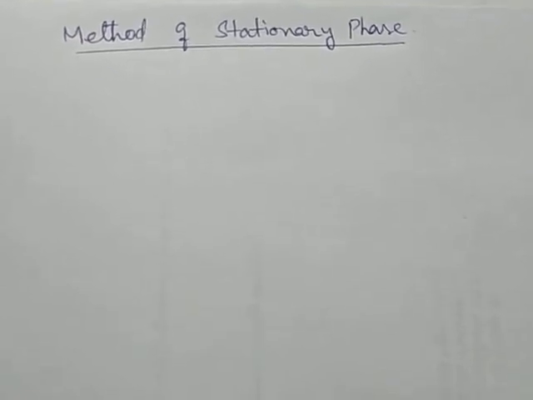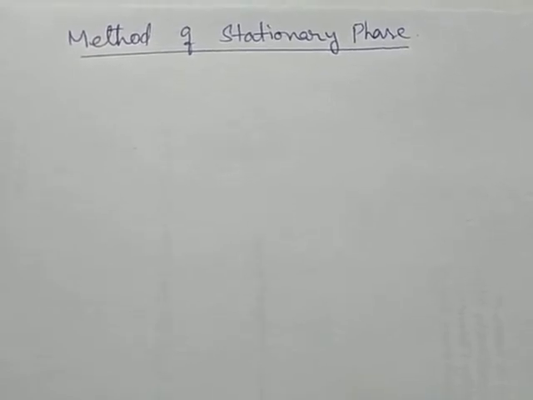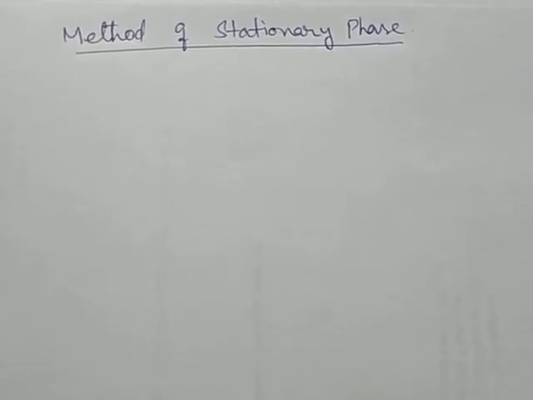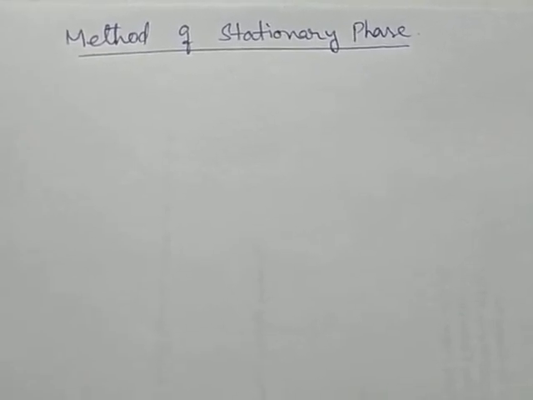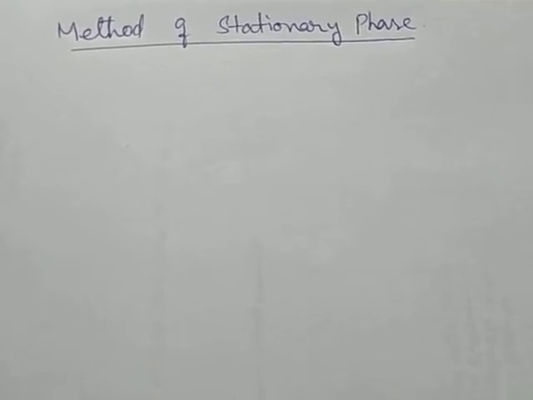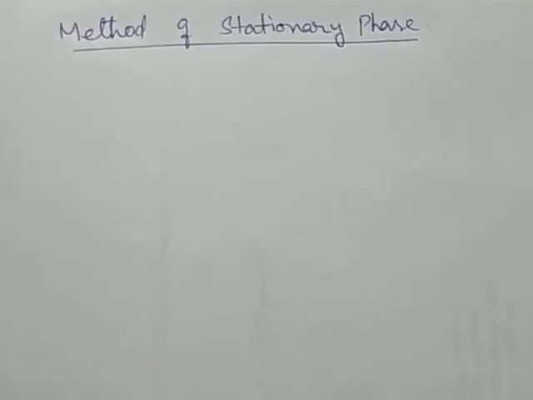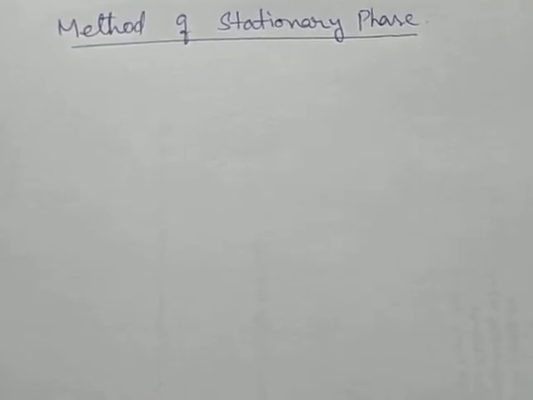This method is also known as steepest descent and it is also known as the saddle point method. So whether they mention saddle point method or stationary phase method or steepest descent method, they are one and the same. Now, what is the difference, and when will we apply the stationary phase method?